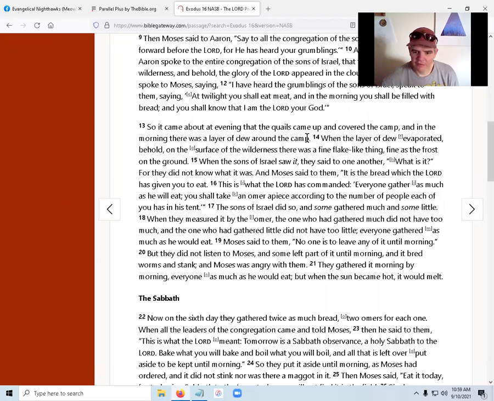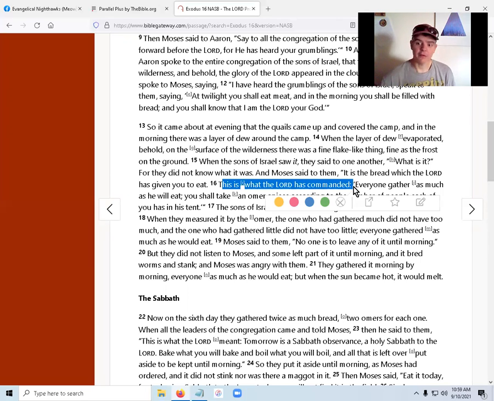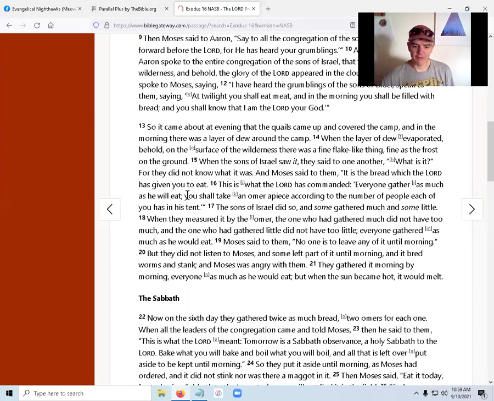It came about at evening, in the morning, there was a layer of dew around the camp. When the layer of dew evaporated, behold, on the surface of the wilderness, there was a little fine flake-like thing, manna. What is it? Manna is the bread. This is what the Lord has commanded. So here's some law. Everyone gather as much as he will eat. You shall take an omer apiece according to the number of the people, each of you in his tent. Pretty easy.